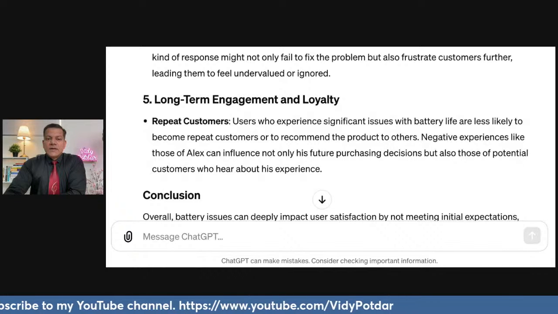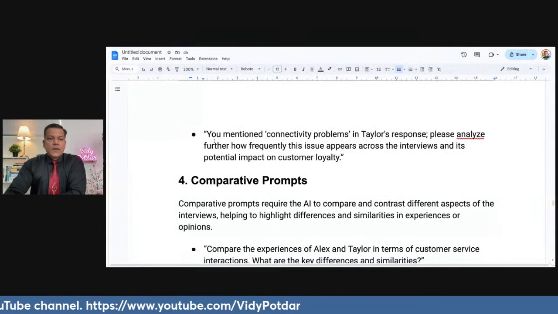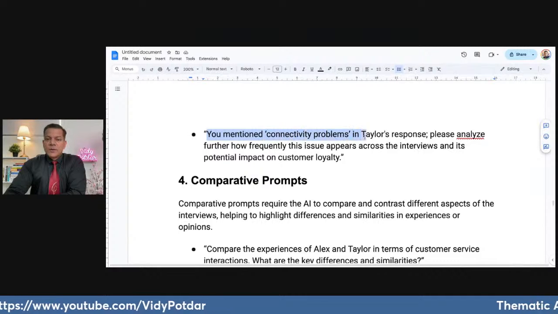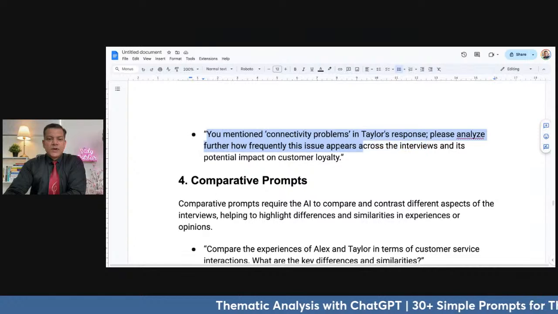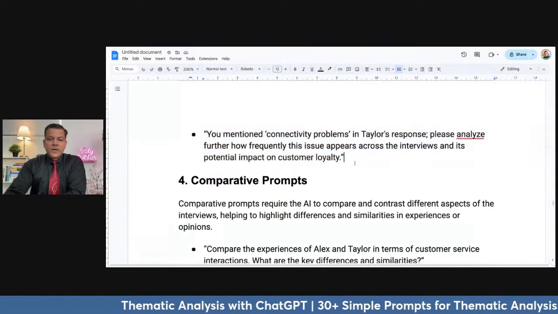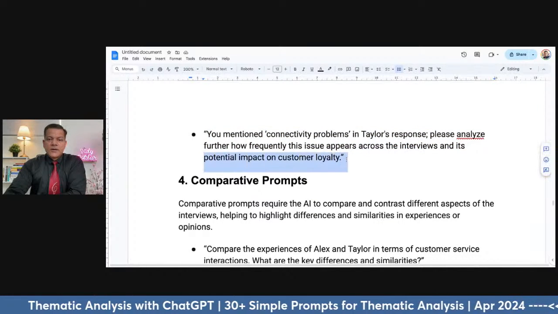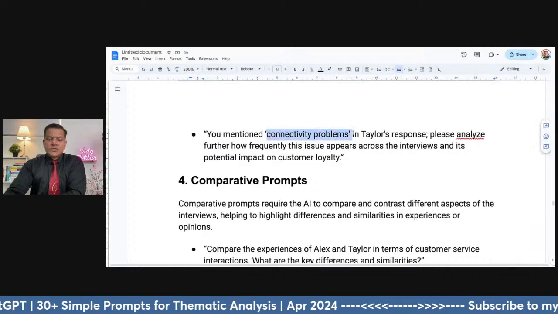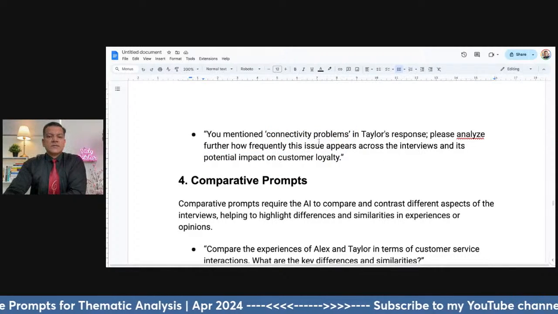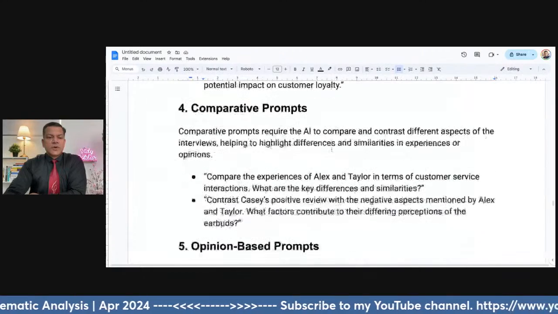You mentioned connectivity problem in Taylor's response. Please analyze how frequently this issue appears across the interviews and its potential impact on customer loyalty. So we are asking for the potential impact on customer loyalty. So analyze this aspect based upon connectivity issues. So you can try this prompt yourself if you like. I will move on to the next prompt.